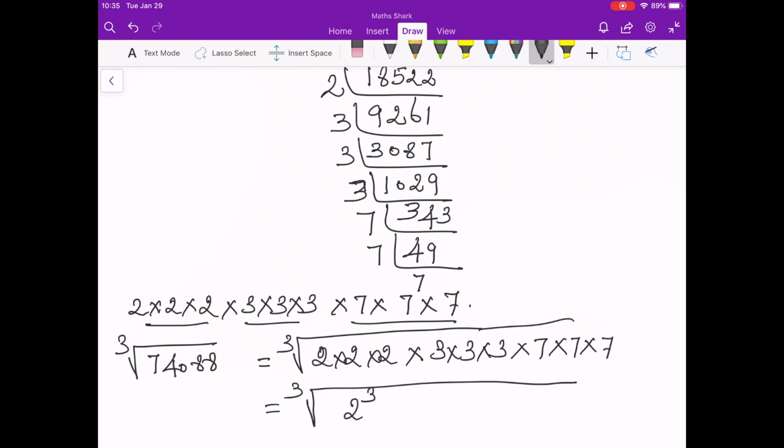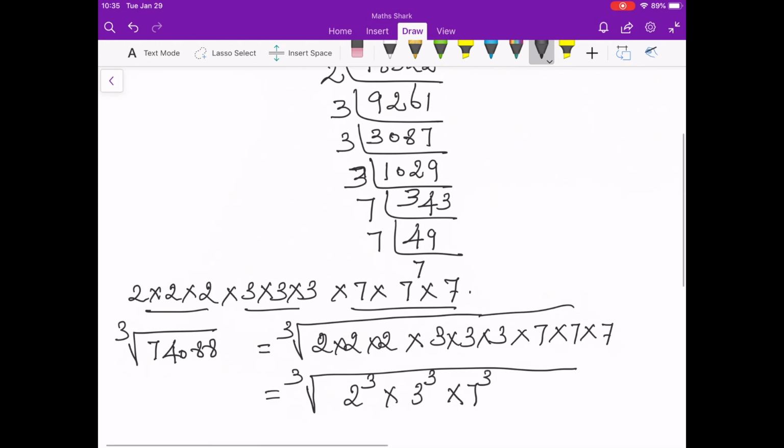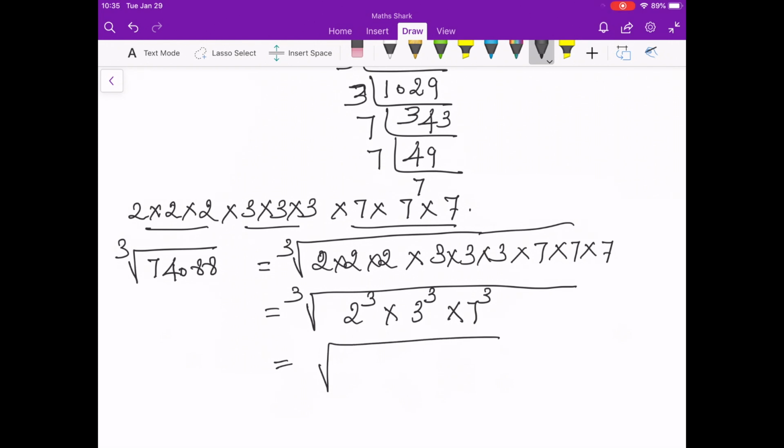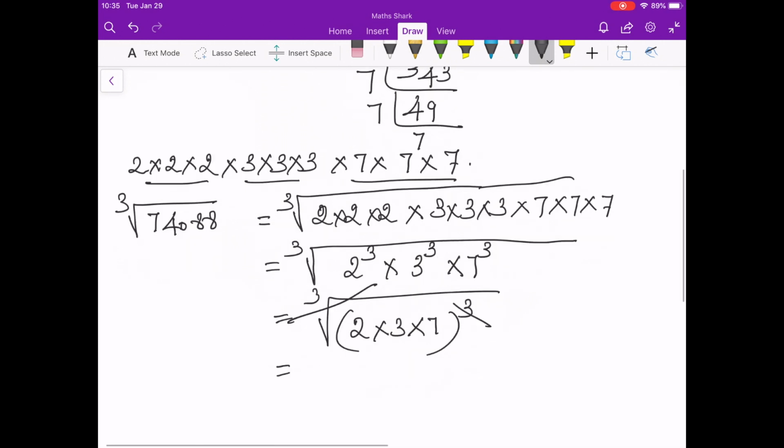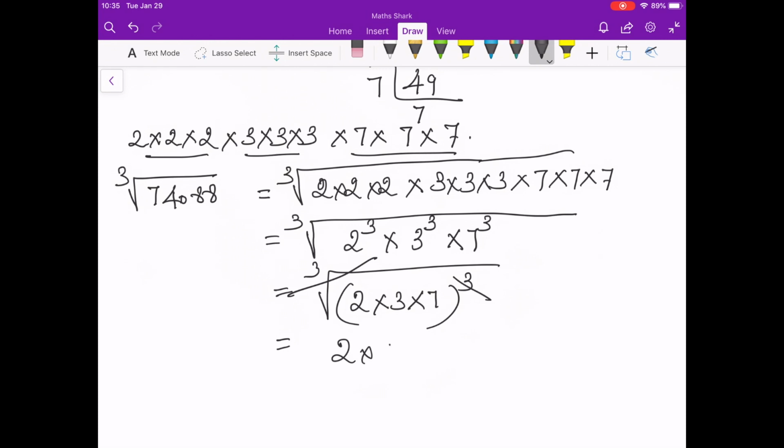You can write this as 2 cube, this is 3 cube, and this is 7 cube. This can be written as (2 multiply 3 multiply 7) the whole cube. So the cube and the cube root get cancelled. We get 2 multiply 3 multiply 7, that is equal to 42. So now we found the cube root using the prime factorization method.